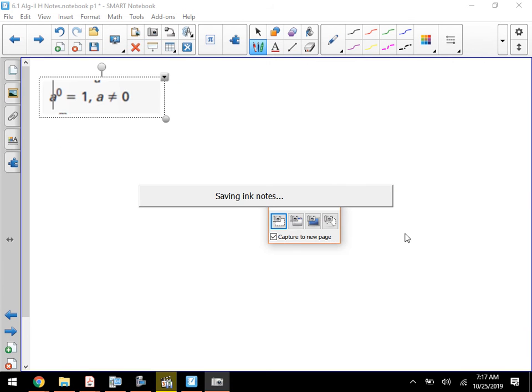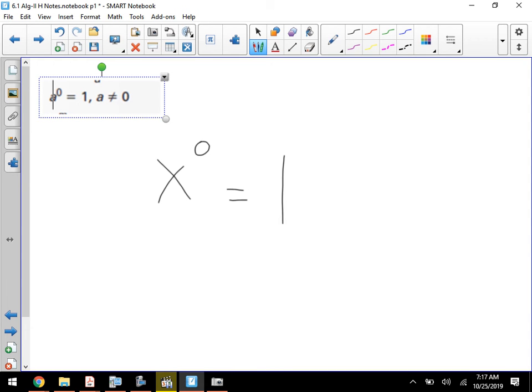I repeat, anything raised to the 0 power is always 1. One of the trick things that I've done in the past, hint, hint. Oh no, it looks so hard, I don't know what to do. You write equals 1 and you go on your merry way.